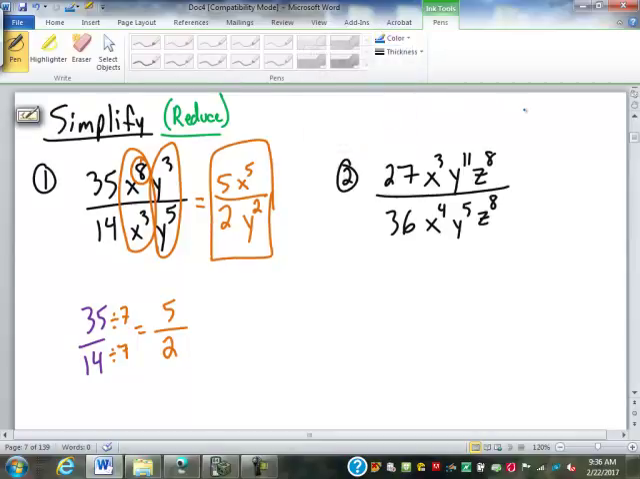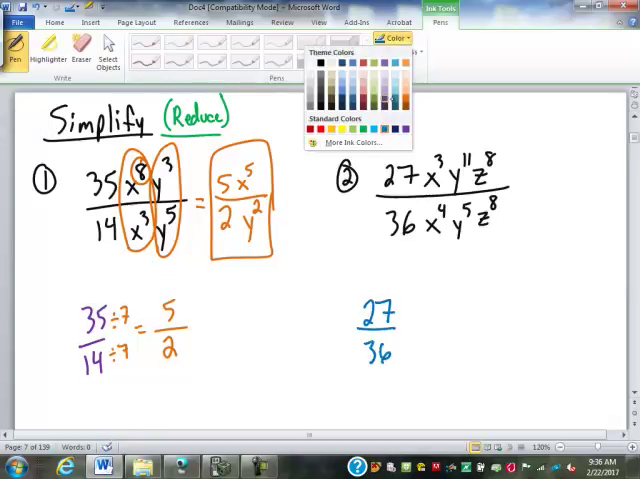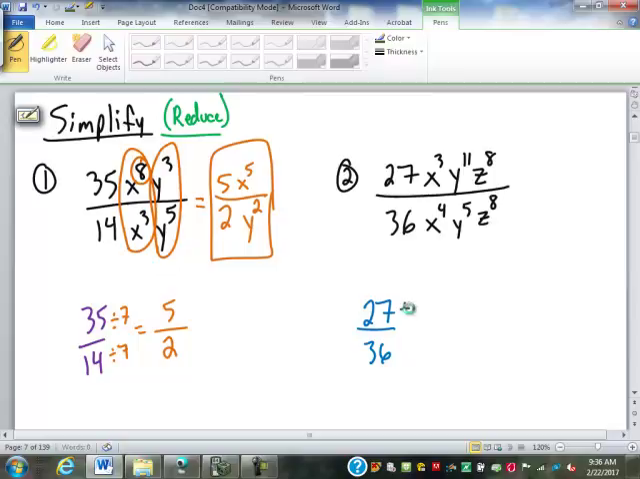Okay, well then over here we do the same thing. We can take out the numbers and reduce the numbers. 27 over 36, both of those can be divided by what number? 9. 27 divided by 9 is 3. 36 divided by 9? 4. Very good. So starting out up here, we've got 3 over 4.